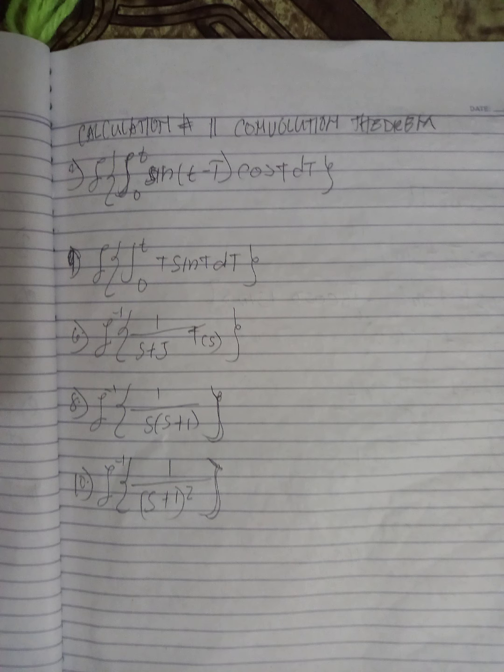So number 6 is the inverse Laplace transform of 1 over s plus 5 times F of s. And number 8 is the inverse Laplace transform of 1 over s times s plus 1. And number 10 is the inverse Laplace transform of s plus 1 quantity squared.